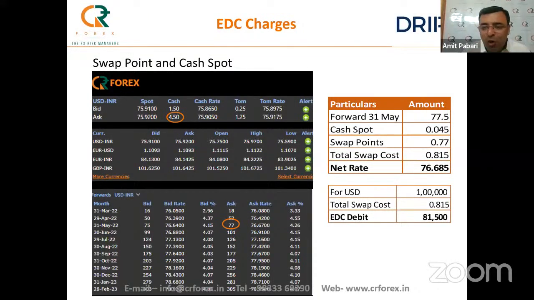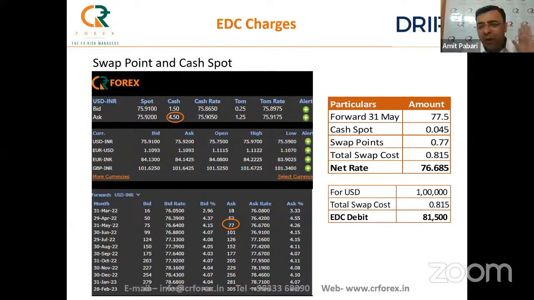Now let me explain the mechanism of EDC cost. EDC charges are in two parts. The first is the swap point, and the second is the interest cost. I will explain the interest cost in the second part of the PPT. In the first part of the PPT, there is only the swap point. Let me explain it in a simple way.